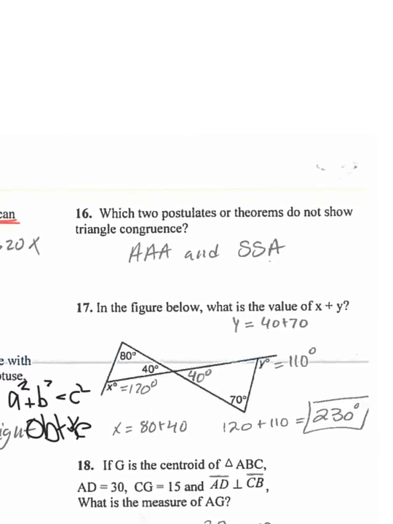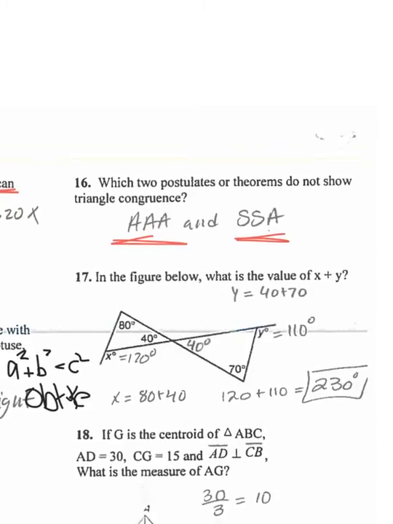And then 16, speaking of congruence, which 2 do not work? AAA and SSA. Right? So those are the 2 that do not work. AAA, because we saw that with similarity. They can have all the exact same angles, but be completely different sizes. SSA, there are not a lot of different possibilities, but there can be 2 possibilities that match SSA but still are not exactly the same. But just remember, ASS and then AAA.